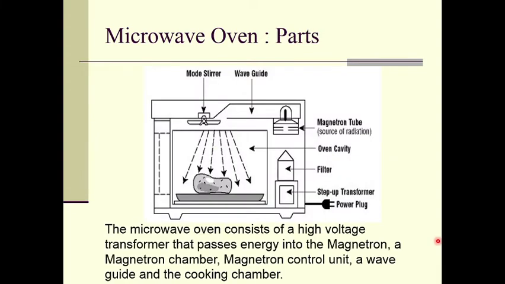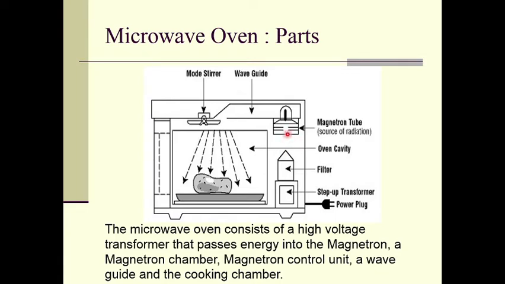So this is a typical microwave oven. It consists of different parts. The microwave oven consists of a high voltage transformer that passes energy into the magnetron. So this is the magnetron tube. A magnetron chamber, magnetron control unit, a waveguide and cooking chamber are different parts of this microwave oven, right? So this is the transformer, where when we plug power to the transformer, it will give the energy to this magnetron, right?